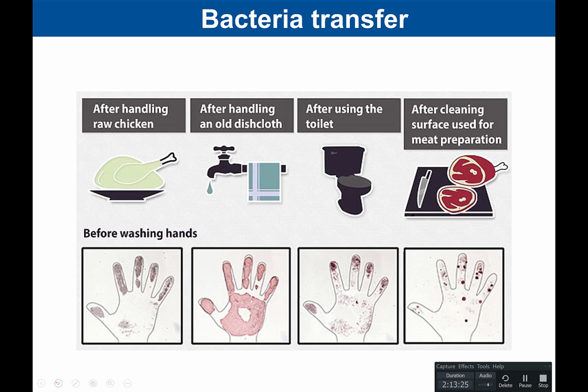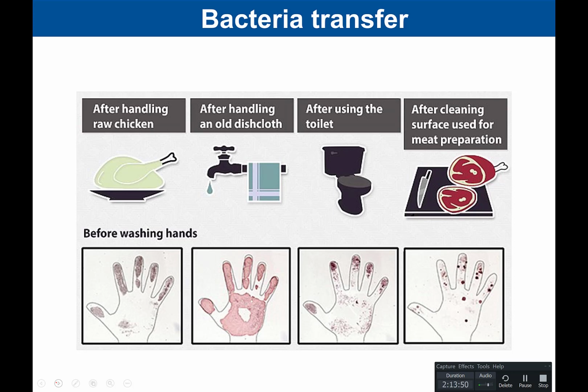Because if you touch that raw chicken and then you continue to touch things all over your kitchen, let's say you open the oven with that hand, well, that bacteria on your hand is now on the oven. And so it's important that you wash your hands after handling raw chicken, basically to prevent transmission of the bacteria from your hands onto other surfaces.